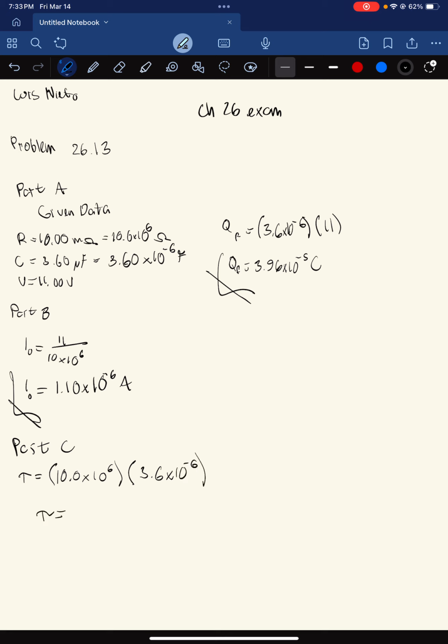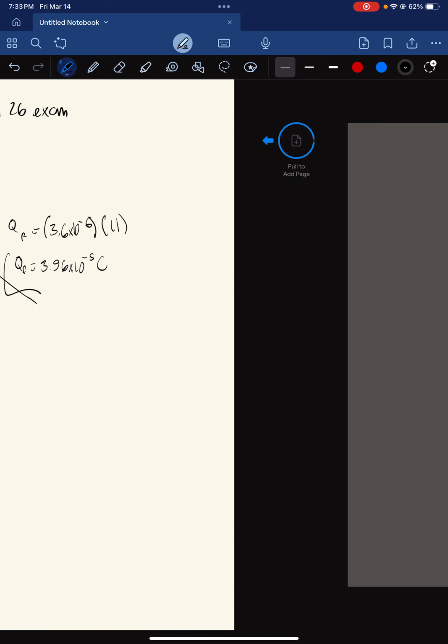Let's put that on the calculator. 10 times 10 to the 6 times 3.6 times 10 to the -6 gives me 36 seconds. That's my answer for part C.